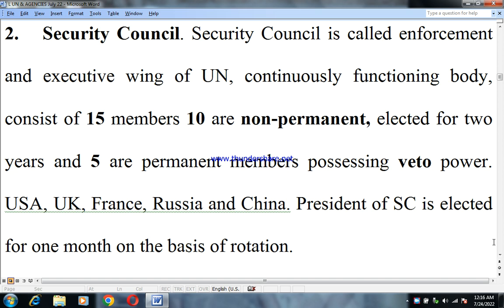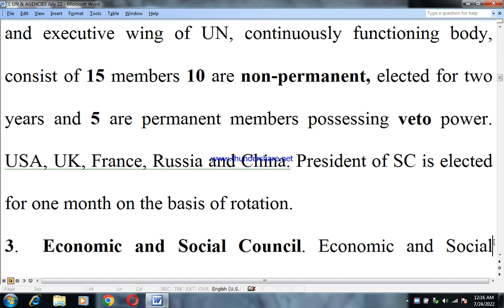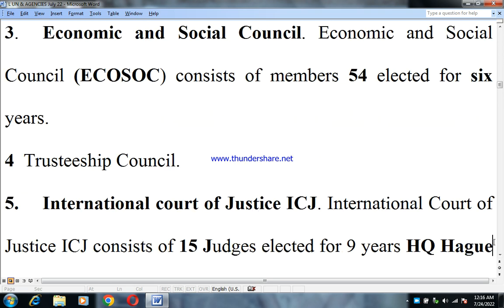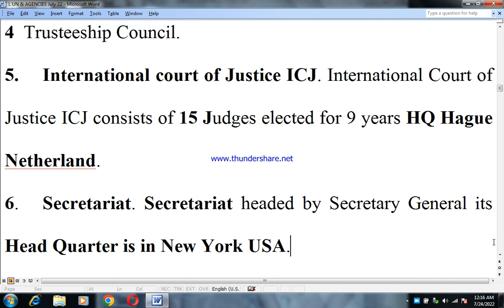President of Security Council is elected for 1 month on the basis of rotation, while the President of General Assembly is elected for 1 year. You should remember the name of the President of General Assembly. Number 3, Economic and Social Council, ECOSOC, consists of 54 members elected for 6 years. Number 4, Trusteeship Council. It has now ended.